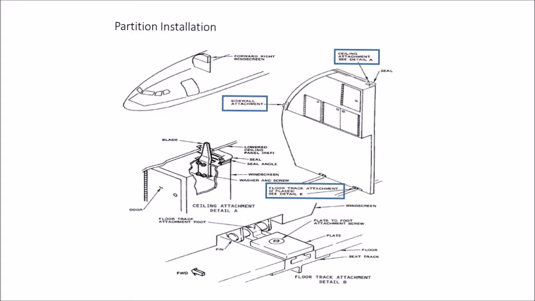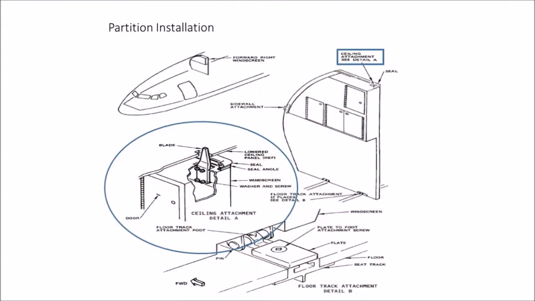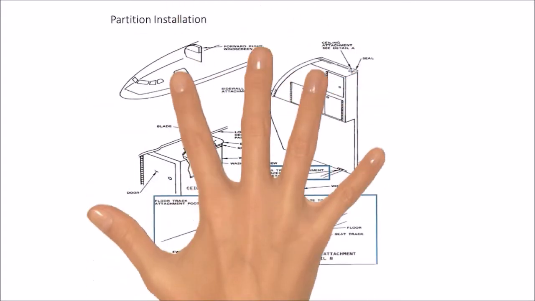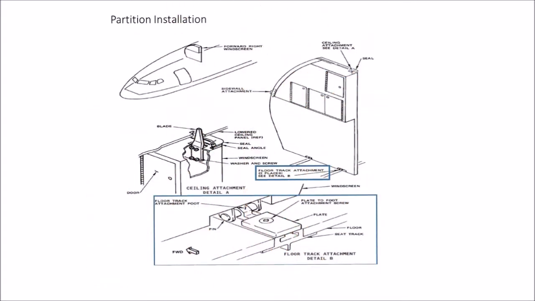Installation is through foot or shoe mounting that is picked up on the seat tracks at the floor level. There are also mounting attachments provided at sidewall level and ceiling level. At the ceiling level, attachment is through blades installed on the partition and slotted into the lowered ceiling panels. At the floor level, the attachment arrangement between the foot mounting, seat track and plate screw is shown here.